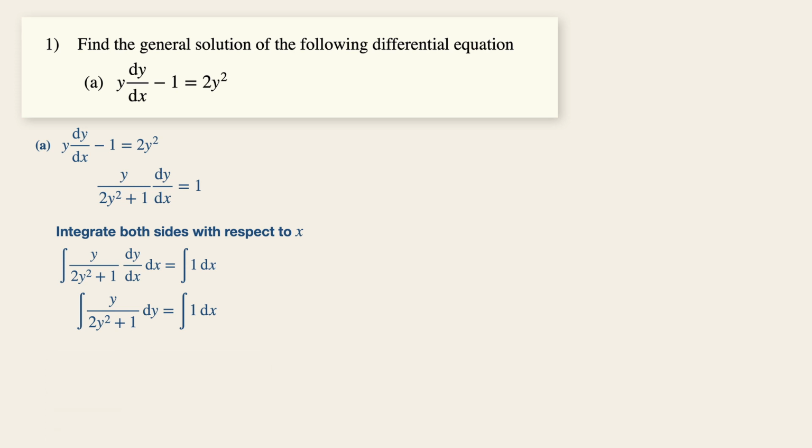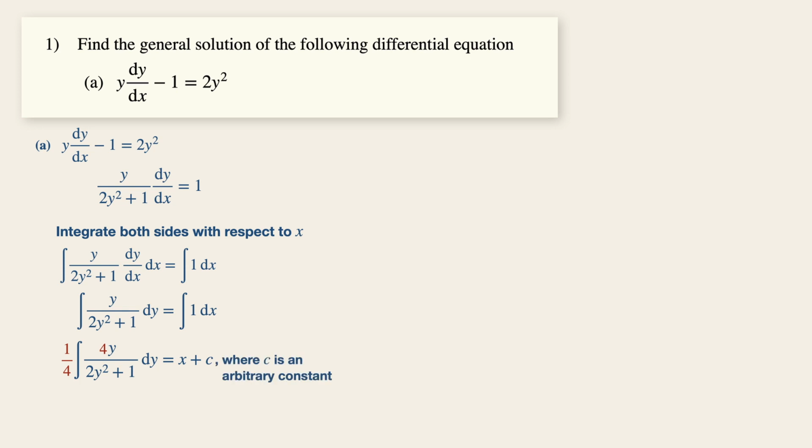Now to continue, let's introduce a 4 over here so that it's a derivative of the function in the denominator. Now to make the fraction equivalent, we'll multiply 1/4 on the outside of the integral. Now on the right hand side, integrating 1 with respect to x gives us x. And don't forget to include the plus c because this is an indefinite integral.